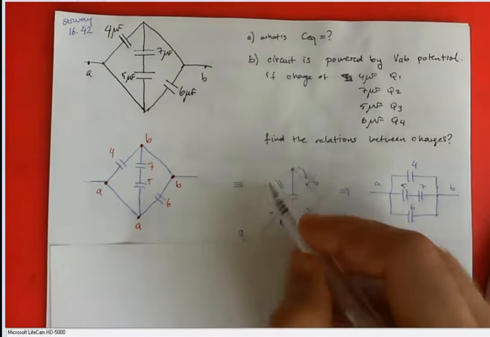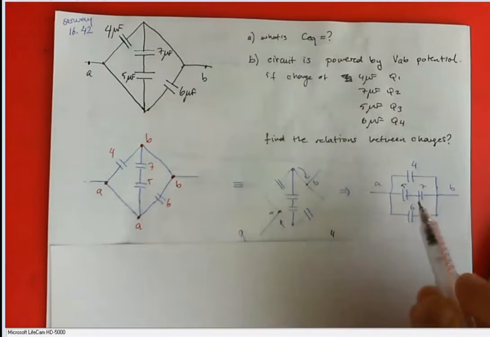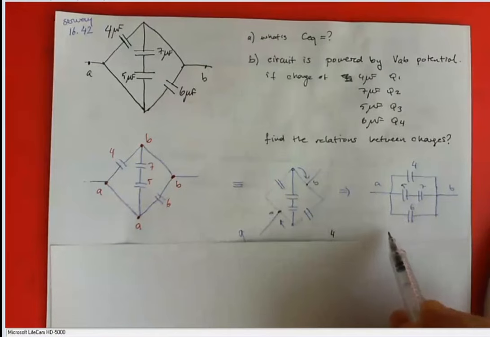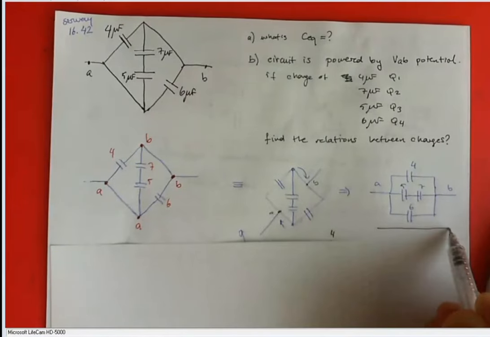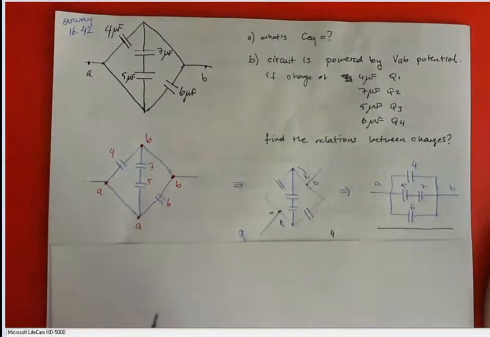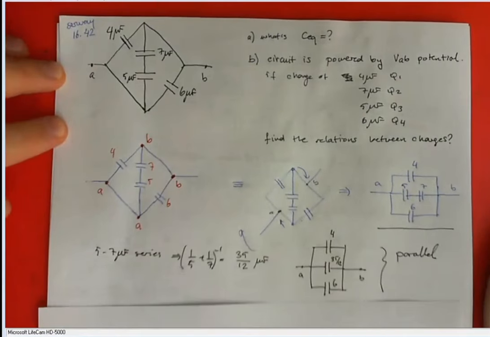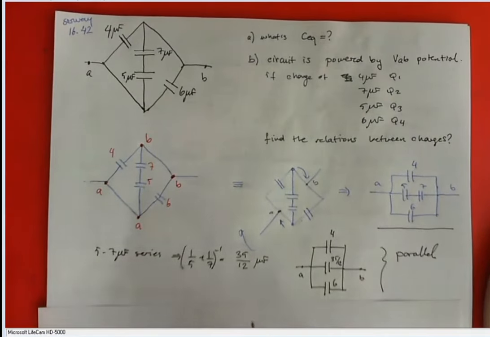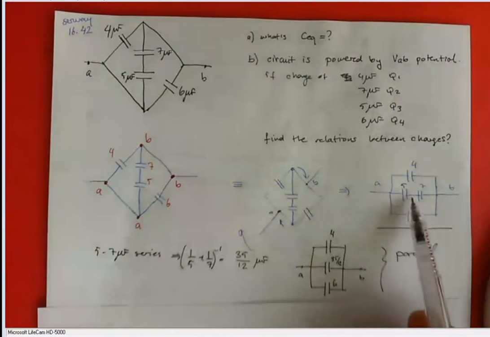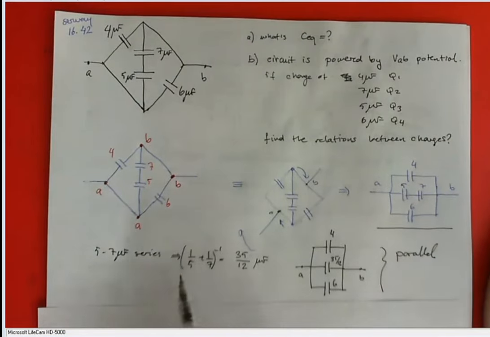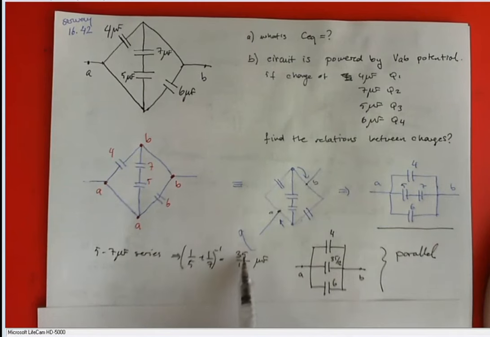And then if you just rotate the whole thing, it looks like this. So basically, what we have is this thing. All right. So it's quite obvious whether they are in series or parallel connection. Next, these two guys are in series. So what we need to do is 1/5 plus 1/7, and you take an inverse, and that is 35/12 microfarad.